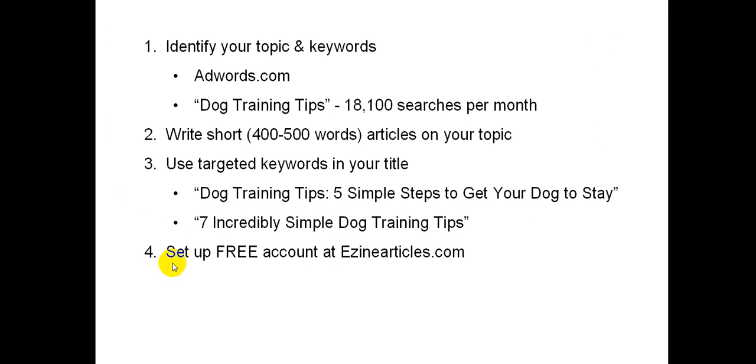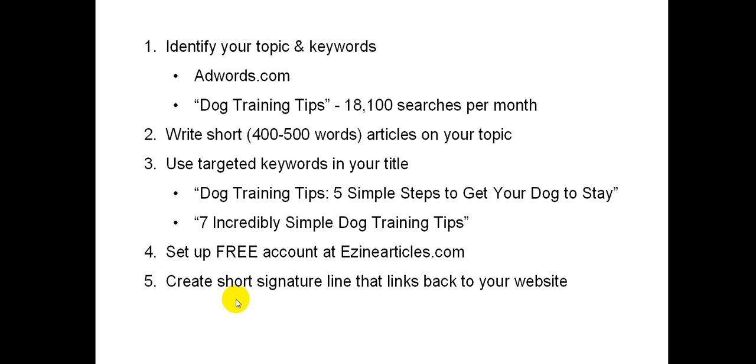Then the next step, you want to set up a free account at EzineArticles.com. Next, you create a short signature line that links back to your website. When you create a signature line, you don't have to rewrite that every time you write an article. So if you're writing articles on dog training tips and you have a free report or an audio or something on your website that has more detailed steps on how to train your dog, then you would just create a signature line that tells people to learn more information, go here and pick up the free report.